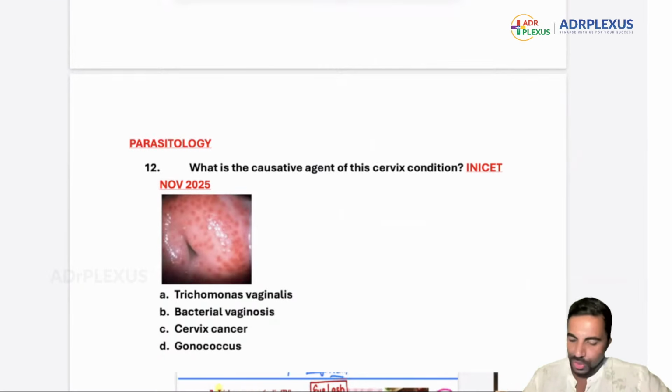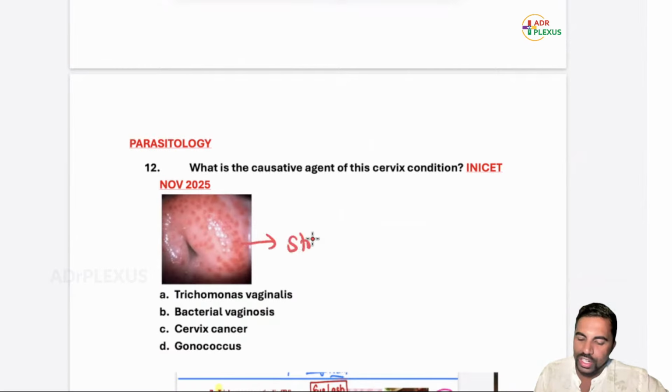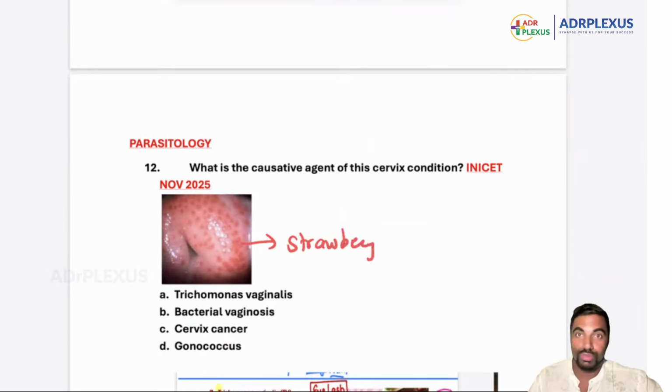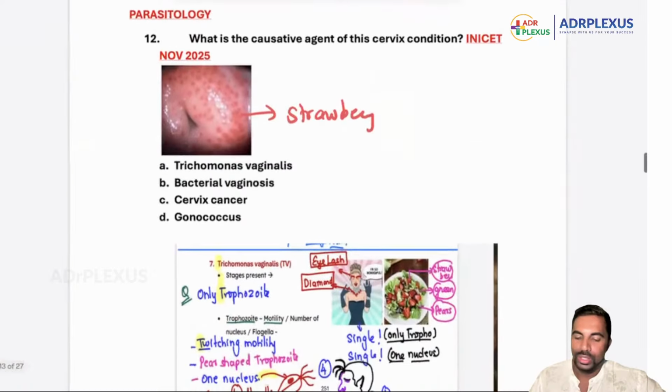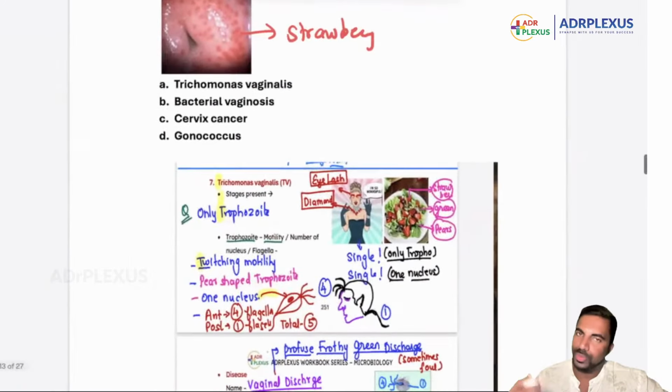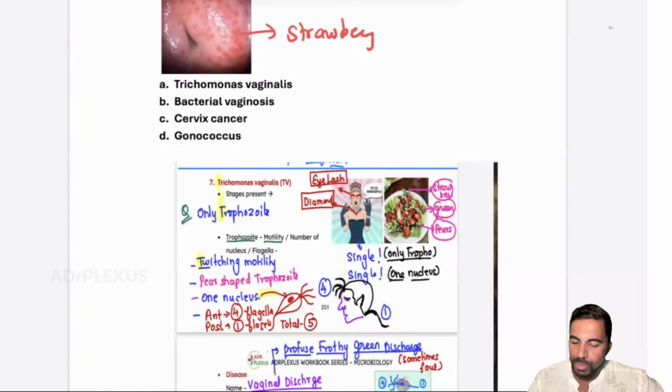Now parasitology. The question was, a picture was given that looks like a strawberry. They said this is a condition and it just looks like a strawberry. We repeatedly told, this is a very easy question for an INI-CET question. We told, who loves strawberry? Our Trisha. Trisha likes strawberry, and she likes green and pears, but they didn't ask about pears and green. They asked about strawberry vagina or cervix, so automatically it goes to Trichomonas vaginalis.